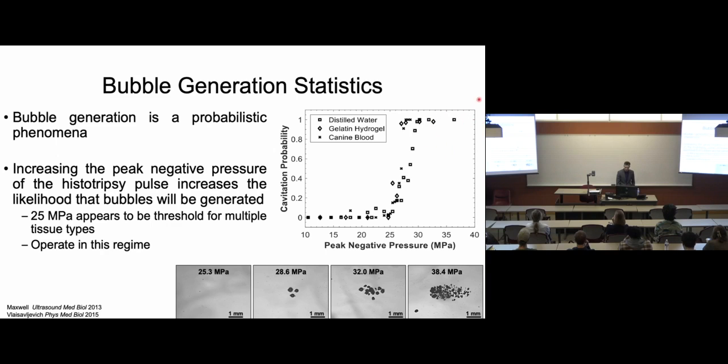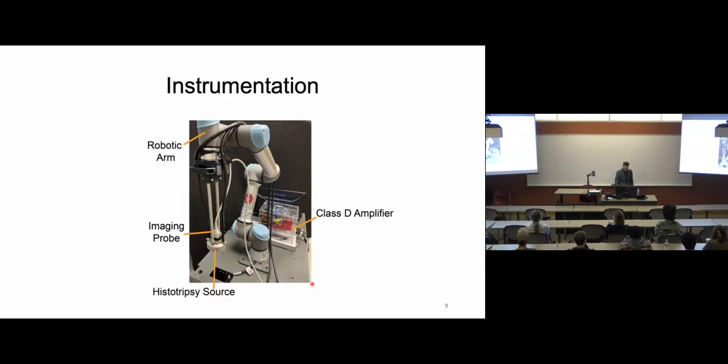The point is to operate in this regime where you're applying tensions on the order of 35 to 50 megapascal to ensure the generation of cavitation. And I should say this appears to be fairly consistent over a wide range of tissue mimicking materials, ex vivo tissues, and in vivo; it seems like this is the threshold regime required to generate cavitation. So the point is to operate at really high pressures to guarantee that bubbles are generated with each and every pulse. So how do we do this? There were two advances in instrumentation that were developed to accommodate this.